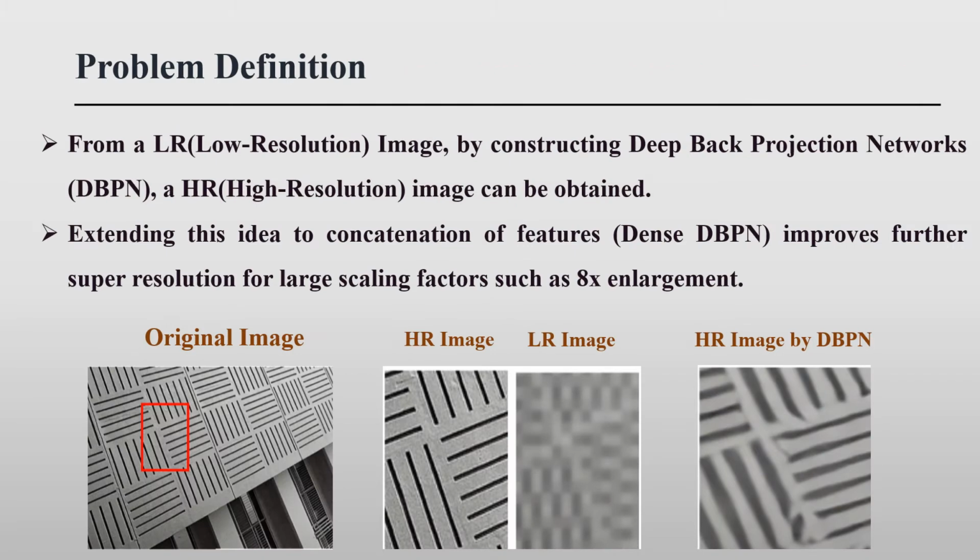Now getting into the details, explaining the problem definition as in the paper, the main aim is to generate a high resolution image from the given low resolution one using deep back projection networks. Extending this idea to dense networks, we can generate dense deep back projection networks which further increases the super resolution in terms of scaling factors such as 8 times enlargement of the original low resolution image. One can observe here the original image, the low resolution one, and the high resolution image obtained by deep back projection networks, which is a satisfactory result as compared with the high resolution image.